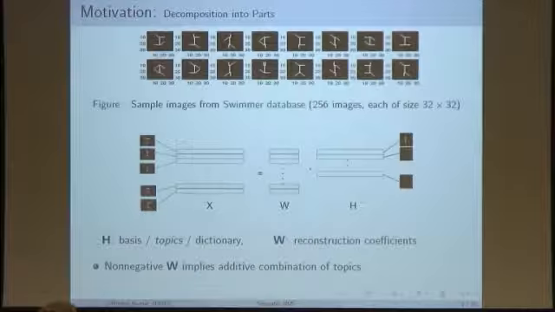Now in this model, every row of X can be seen as a linear combination of rows of H, and the combination coefficients are given by the corresponding row of W. The rows of H are called bases if they are linearly independent, and if they are not linearly independent, we call them topics or dictionary. Now suppose we have non-negative W here. So what does that mean? That means that we are combining the rows of H additively. So we are adding the topics to generate every data point. So it gives a very clear, nice interpretation to the model.